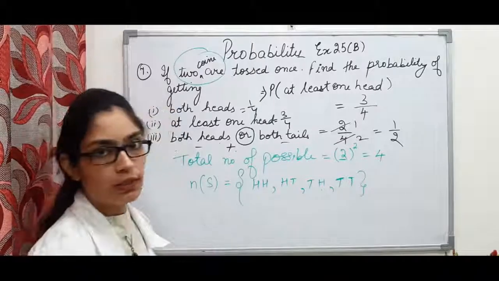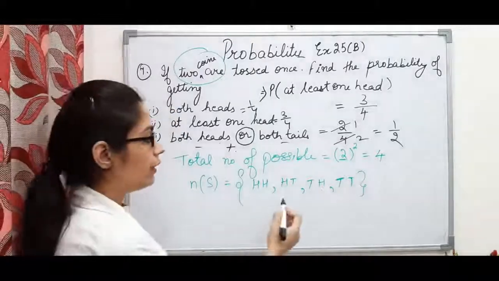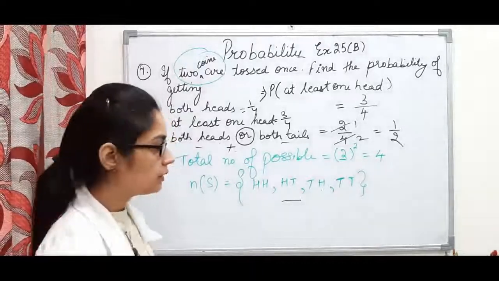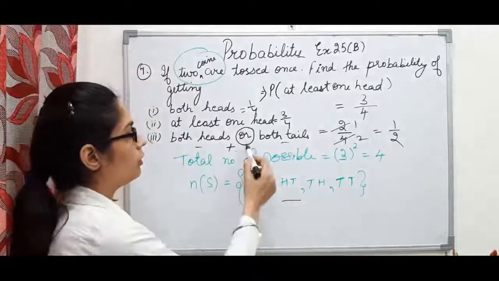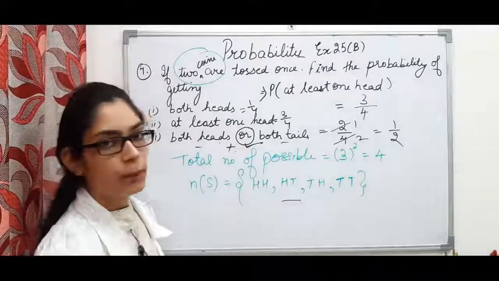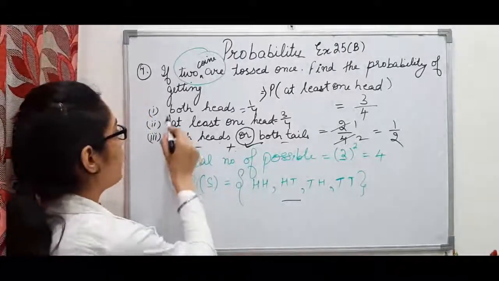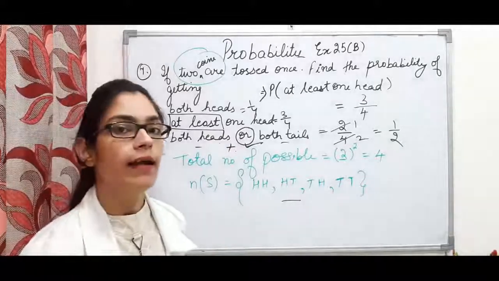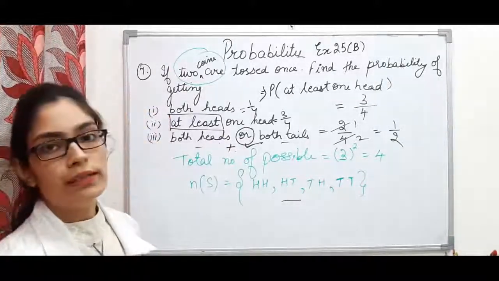In this question we have studied how to create a sample space and how to find the total number of possible outcomes, which we already studied in question number one. Also we have learned the meaning of the concepts of at least and at most. Now let's do the next question.